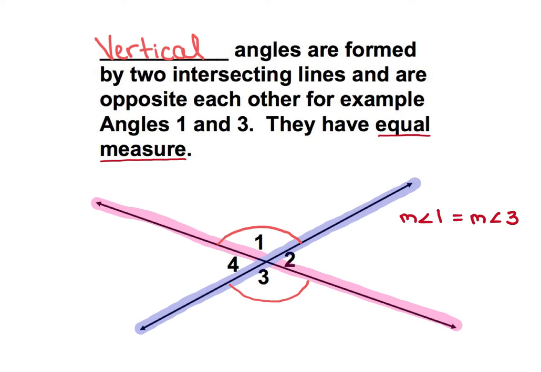What else do we know from this picture? Boone? You got to start talking, kiddo. 4 and 2 are vertical, which means 4 and 2 do what? They're equal to each other. So the measure of angle 2 is equal to the measure of angle 4. Vertical angles.